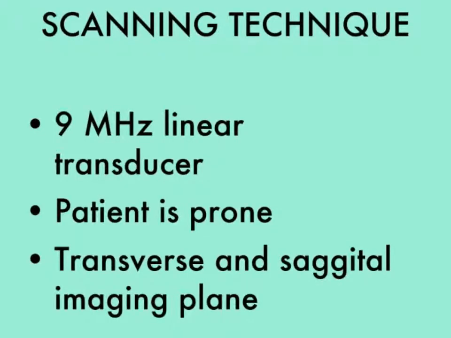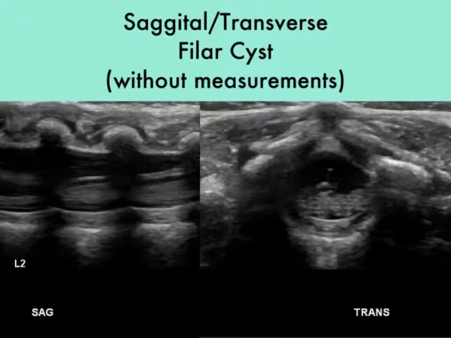For this particular scan, you will want to use a 9 megahertz linear transducer, and your patient will be prone or laying on their tummies. And be sure to always scan in transverse and sagittal imaging planes. Here we have an ultrasound image. It's actually on dual mode.